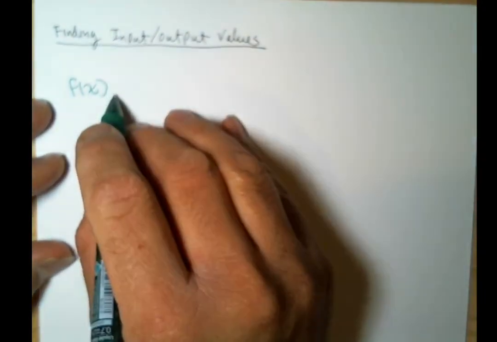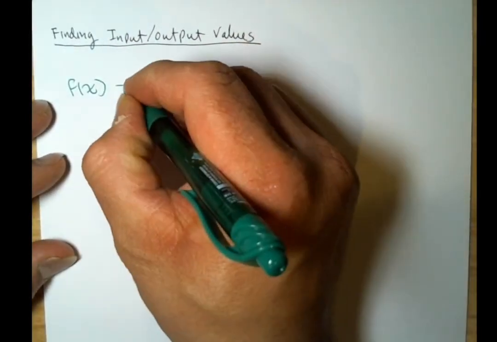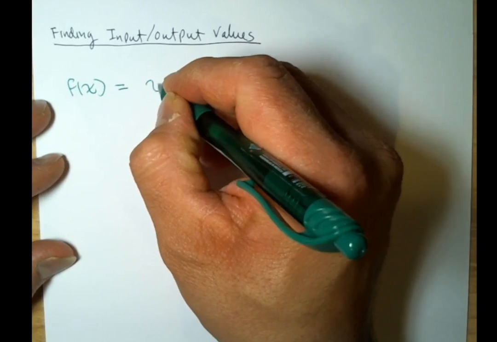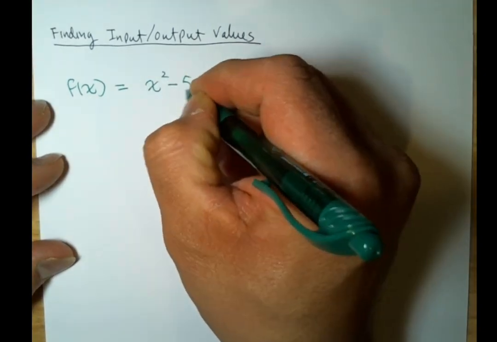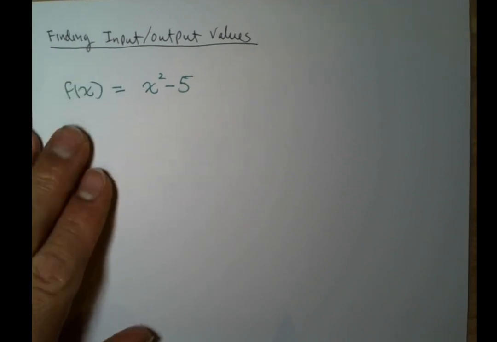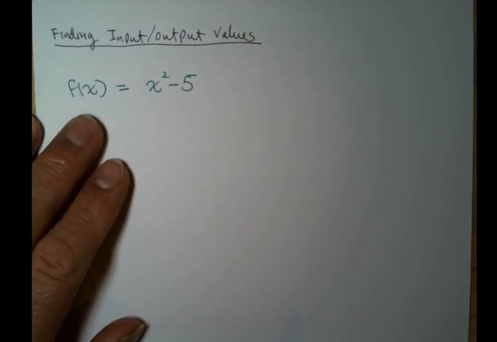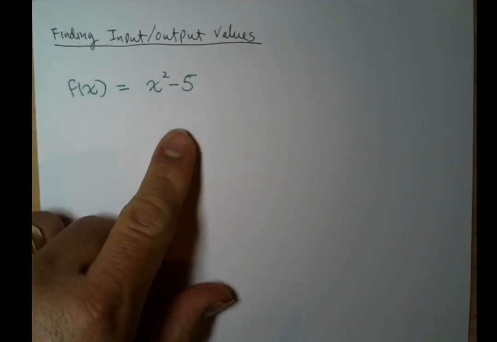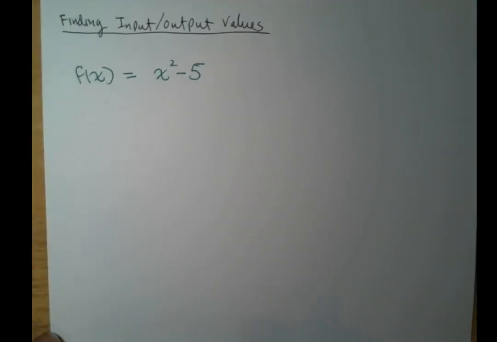So let's say f of x is equal to x squared minus 5. Here we have a function where the independent variable is x, so we have x squared minus 5. And let's say we were asked to evaluate the following quantities.